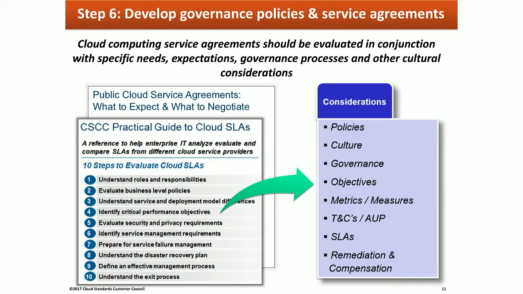So things to consider, and the Practical Guide to Cloud SLAs, one white paper, and then the second white paper that's also available from CSCC called Public Cloud Service Agreements, What to Expect and What to Negotiate, provides more detail on how to handle the cloud service agreement, how to negotiate with the cloud service provider to get what you need.